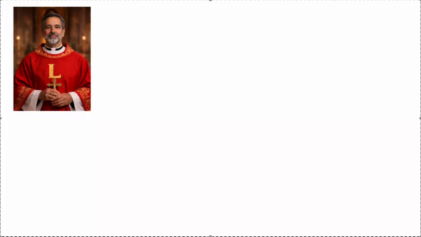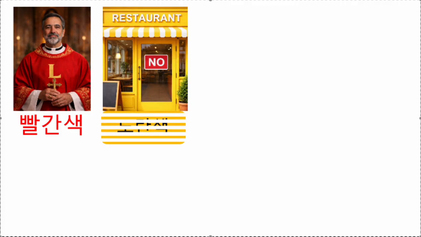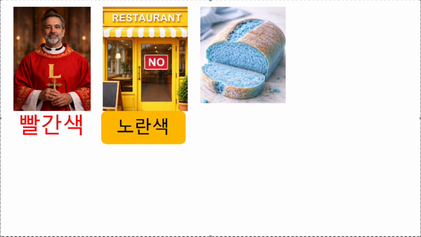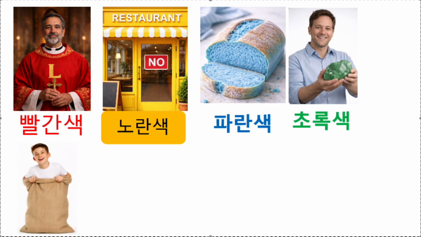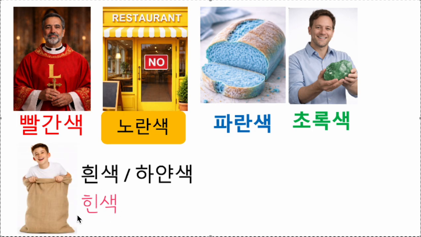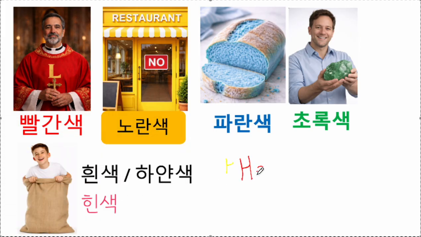Okay. Color. 무슨 색이에요? Try to answer. You can pause me and try to answer. 빨간색이에요. 무슨 색이에요? 노란색이에요. So before I do it, pause and 무슨 색이에요? 파란색이에요. 무슨 색이에요? 초록색이에요. 무슨 색이에요? 흰색이에요. 흰색. He's a white boy. He is in sag, right? But we don't say this. 흰색.